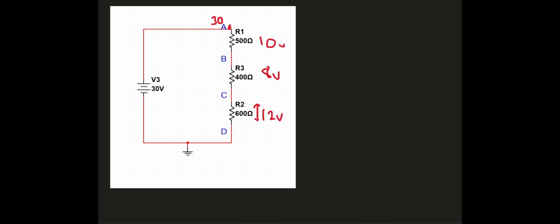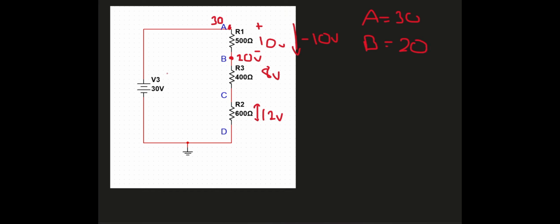So if we want to find the voltage at this point, we'll need to do 30 subtract 10, because the voltage drop is 10 volts, and because it goes from positive to negative, if it's going this way, we're going to have to subtract 10 volts. So at this point, we're going to get 20 volts. So point B is 20. So we know A is 30, B is 20.